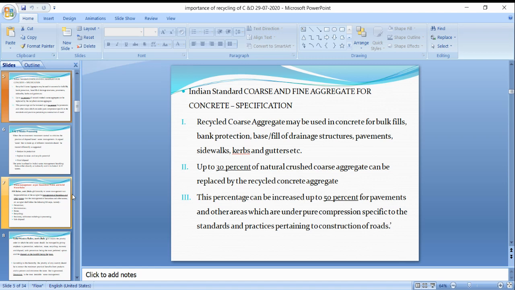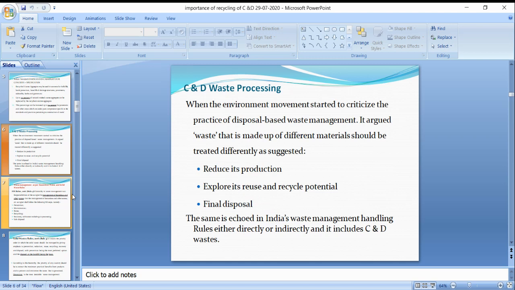So in the other areas which are under pure compression, specific to the standards and practice pertaining to the construction of earth structures, if any structure is in more compression rather than tension, then in those structures the recycled aggregate which is coming from the concrete can be useful. So like that we are using the recycled aggregate. So what is the procedure? So C&D waste processing. What does C&D processing mean?